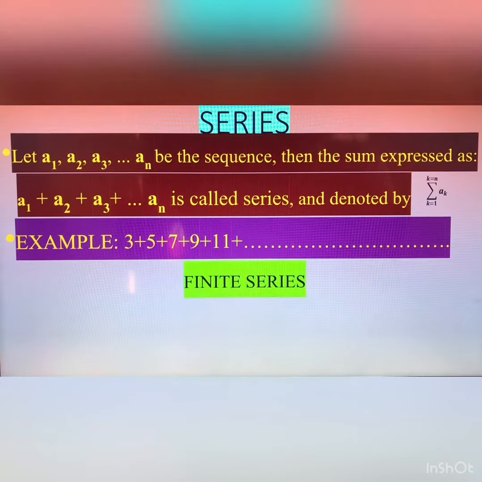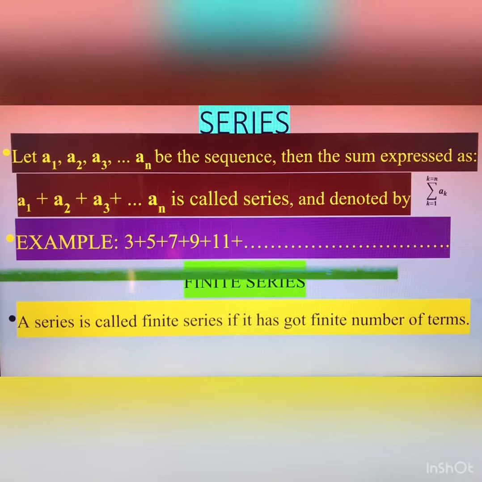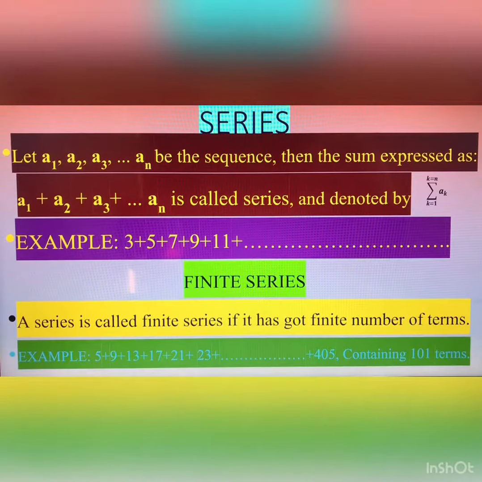Finite series. What do you mean by a finite series? A series is called a finite series if it has a finite number of terms. It means if the number of terms is fixed, then that type of series is called a finite series. For example, 5 plus 9 plus 13 plus 17 plus 21 plus 23 and so on up to 405, containing 101 terms. So this type of series is known as a finite series.